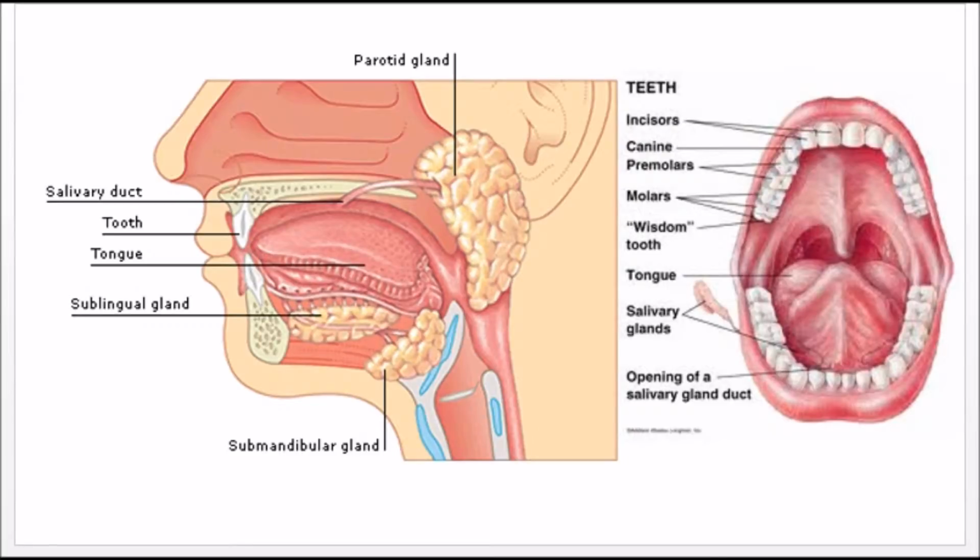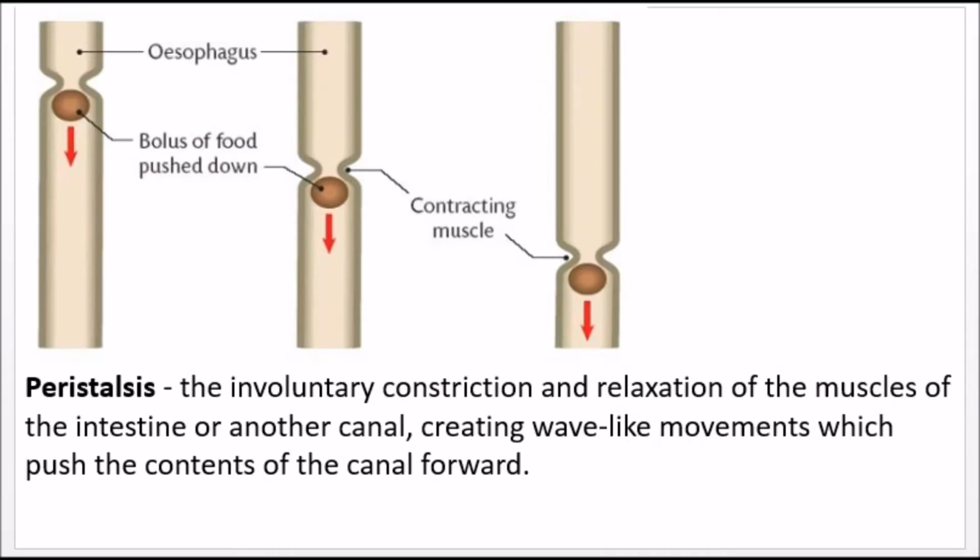So mechanical and chemical breakdown of food begins in the mouth. Your tongue moves the food to the back of your mouth, where it forms a thing called a bolus, and that is swallowed down your esophagus. Now you have two tubes going down your neck. One is the esophagus, which goes to your stomach, and one is the trachea that goes to your lungs. You don't want to get them mixed up.